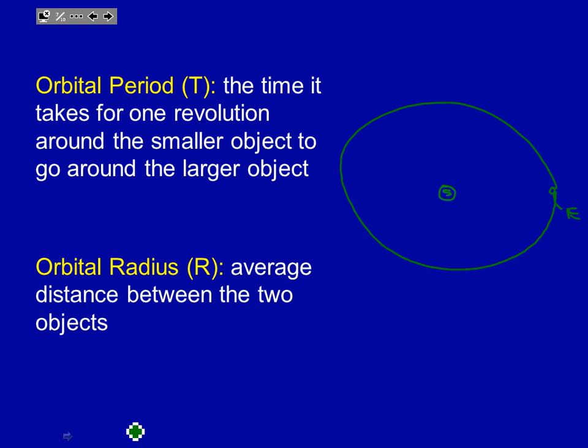What do we call the orbital period for the Earth? What do we call that time it takes to go around the sun once? Yep, that's a year. 1 year. Right? Sound familiar? Yep.